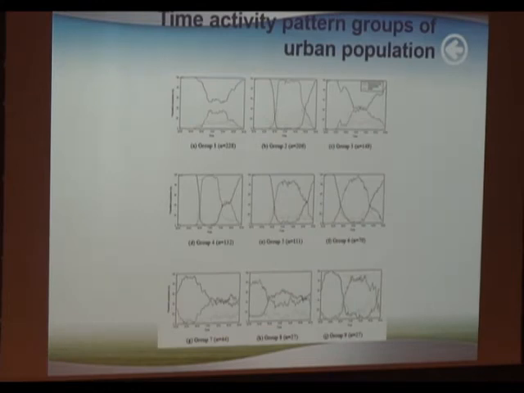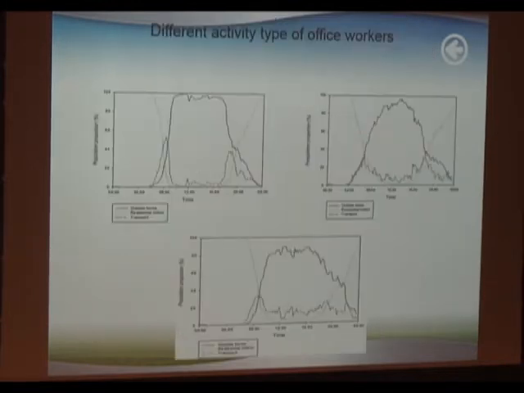And then I analyzed this 30,000 persons' data, and I found about 9 or 10 groups can explain over 96% of the population. Some of this is shown here, and I show you there are 3 types of office workers. This one, they basically stay in the office for their working time.